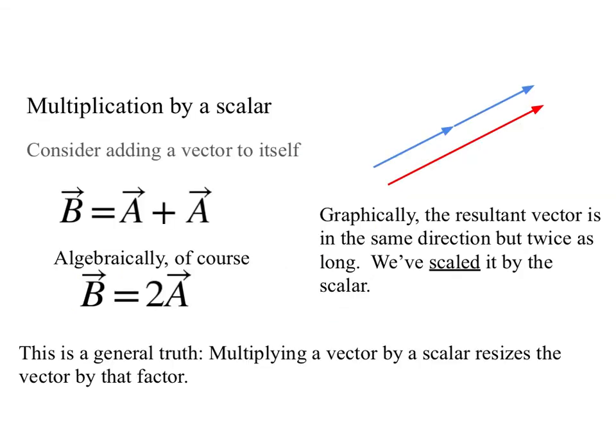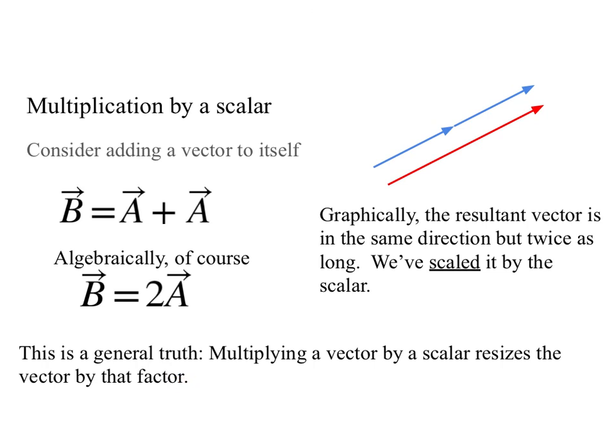All right, consider adding a vector to itself, like b is a plus a. We would hope algebraically that a plus a would just be 2a. We'd like our equal sign and plus sign to mean that. And graphically, we can see that if I take a and I add it to itself, I get a vector that is the same direction, but twice as long. What we've done is we've scaled the vector by the number in front of it. And if you remember, we called the numbers that weren't vectors scalars. We called them scalars because they rescale the vector. All right? In general, multiplying a vector by a scalar resizes the vector by that factor.